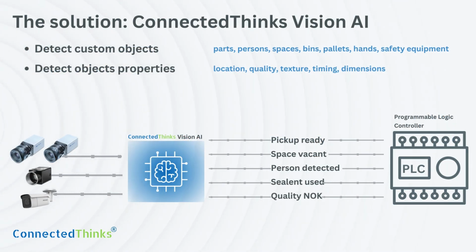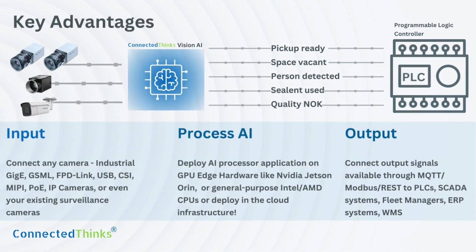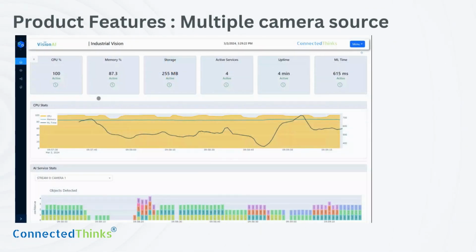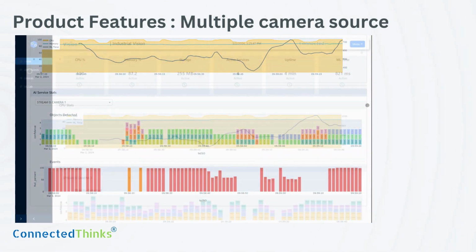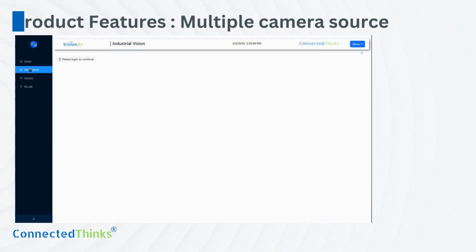ConnectedThinks Vision AI Industrial Automation Suite helps you connect cameras and understand the cues in the visual scene to aid your automation. Just like human eyes, it enables you to centrally manage multiple camera sources and monitor the generated AI events.